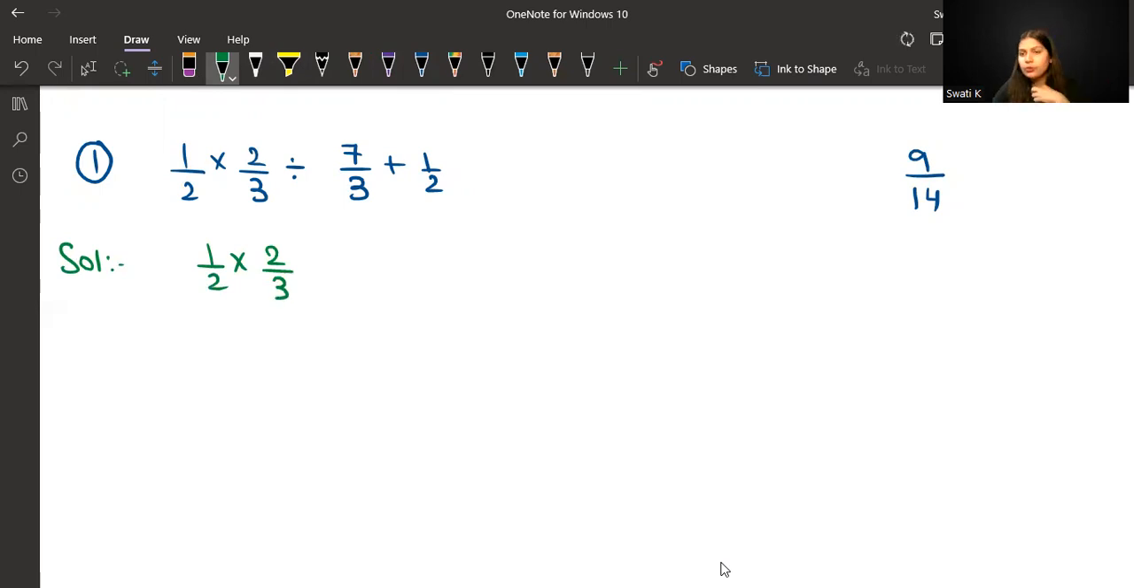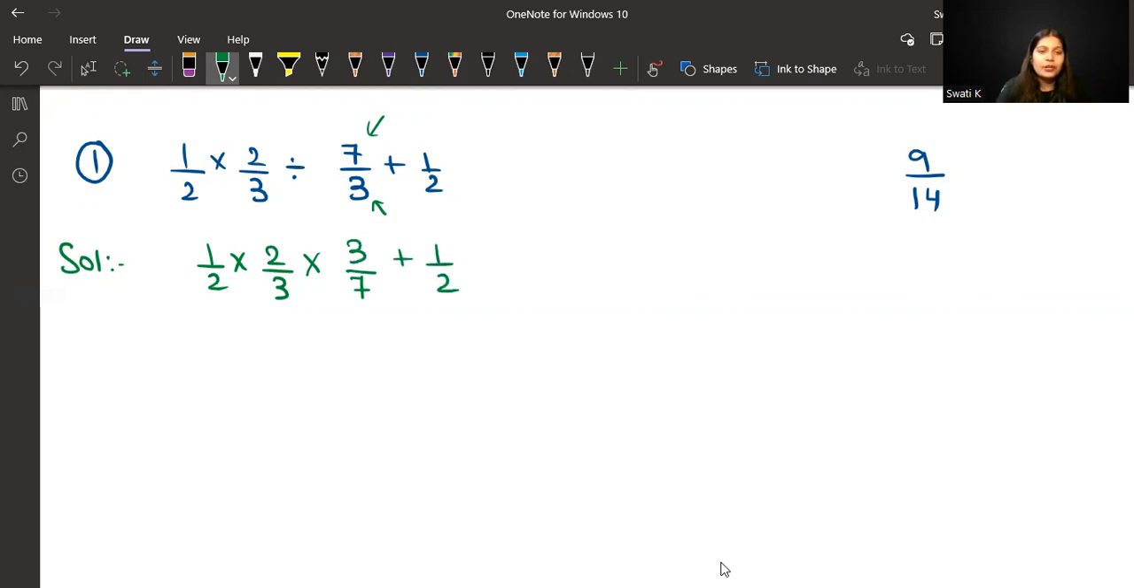Now there is a rule, okay, when we divide, that you can change this division sign to multiplication because division is actually the opposite of multiplication. So the division sign you have to change to multiplication, but the next fraction you have to reciprocate. What is the meaning of reciprocate? Of course, the top part is called the numerator, the bottom part is called the denominator. So you have to reciprocate. That means the numerator will become denominator, which is 7, and the denominator will become numerator, that is 3. Okay, and then plus half.